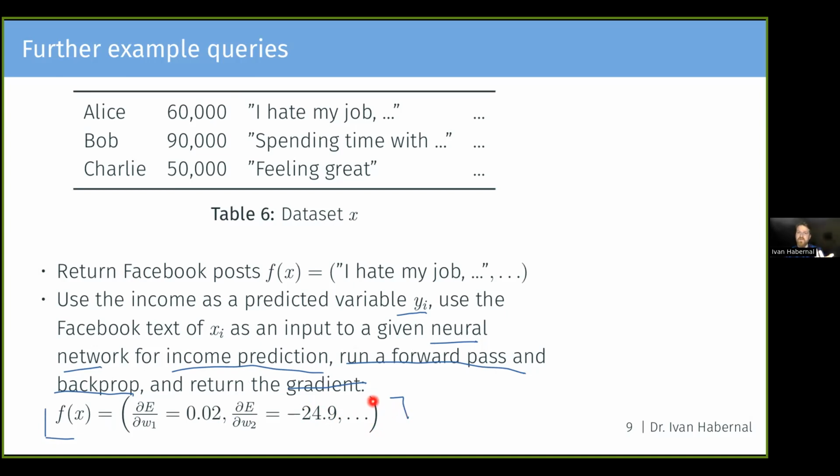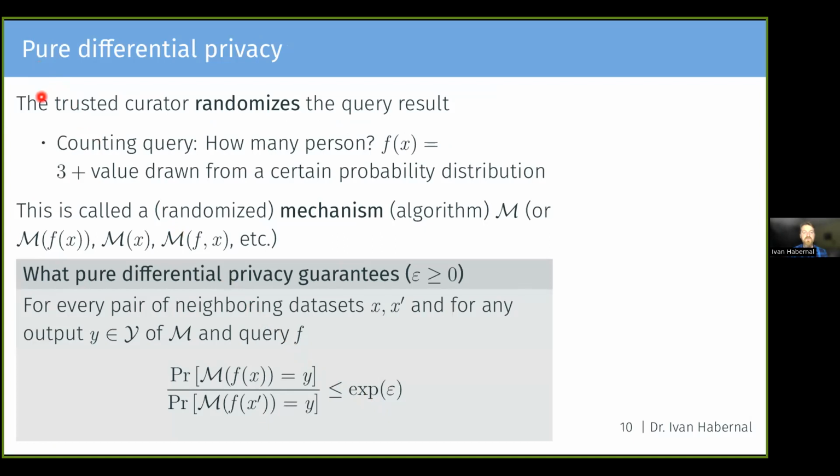So now we have the data set, we have the query, and we can now formalize what is differential privacy, or the pure differential privacy. So we as a trusted curator, somebody who owns a database, need to randomize the result of the query. So basically the counting query, for example, could be how many persons are in the data set, and if the answer is 3, then we need to add some random value drawn from a certain probability distribution. So this is very important. Differential privacy protects privacy by randomizing the response, randomizing the result of the query, adding some noise. And we call this process a randomized mechanism or algorithm.